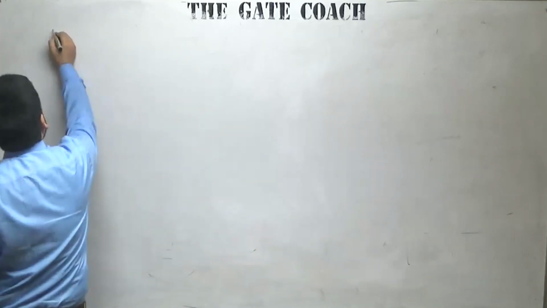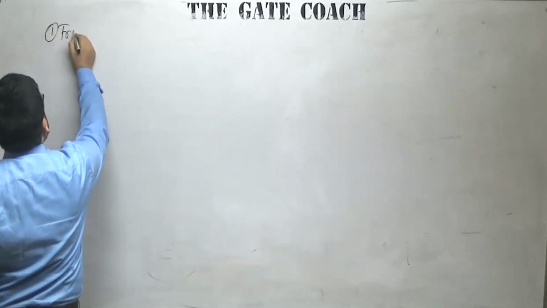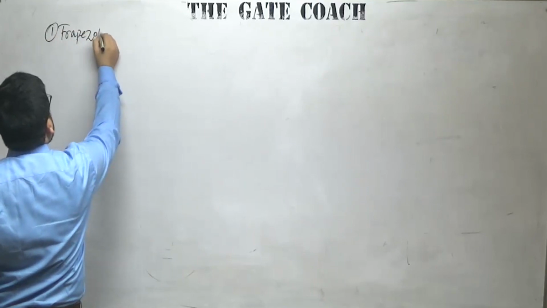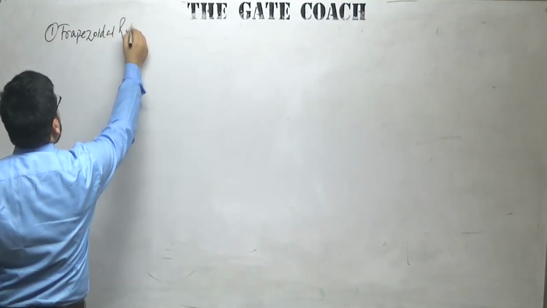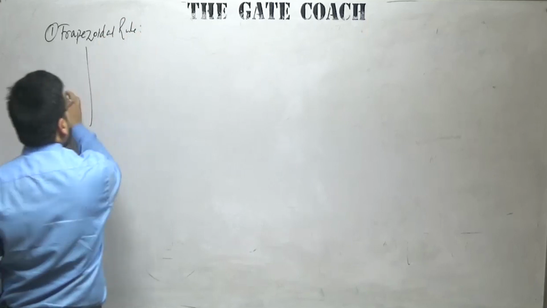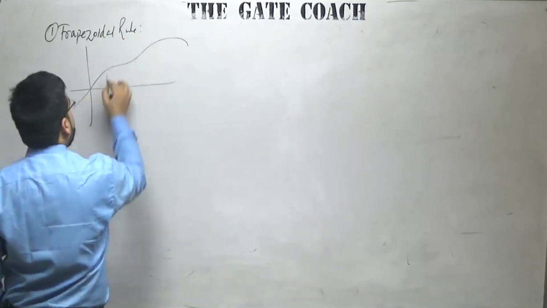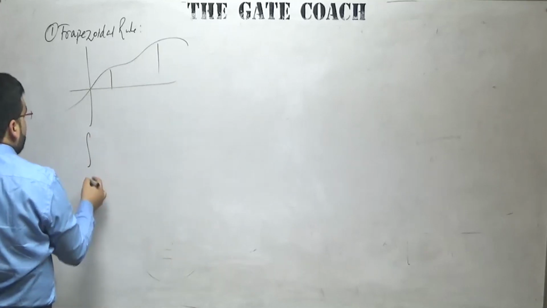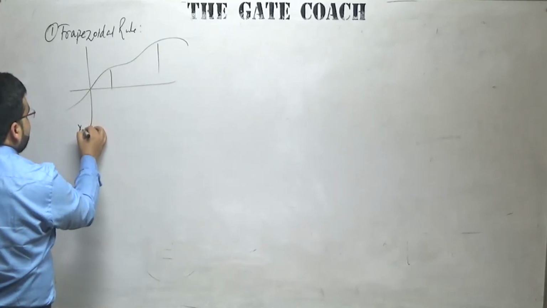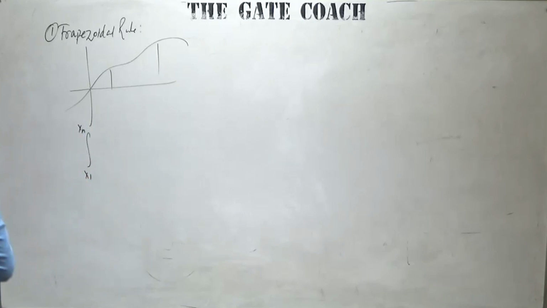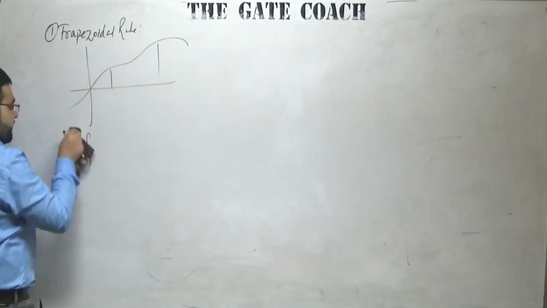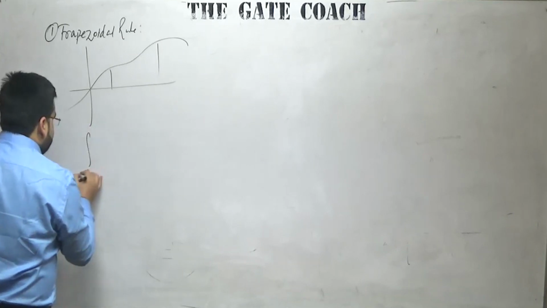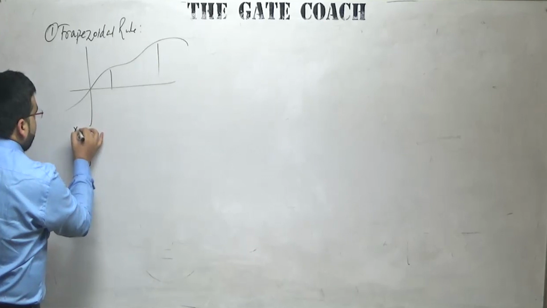Number 1, trapezoidal rule. Given some graph, you have to calculate the integration from x1 to xn, or let me write it from a to b, it will be much better. From x is equal to a to x is equal to b.